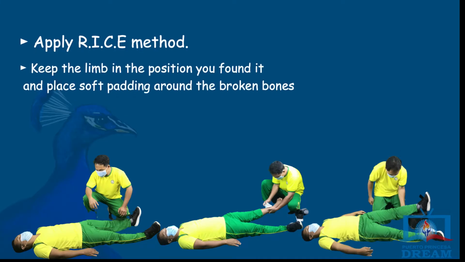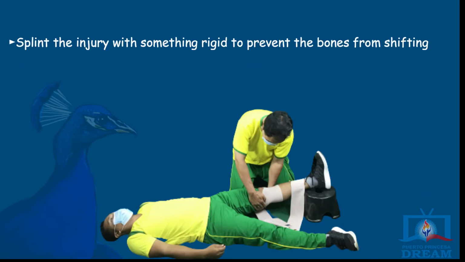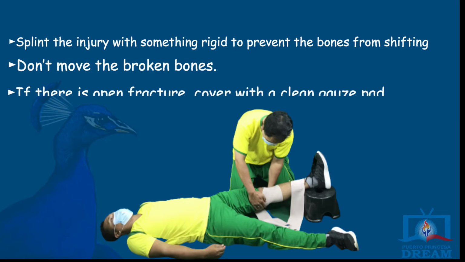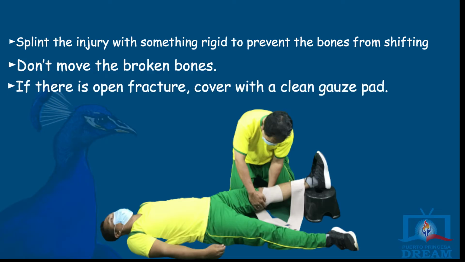Keep the limb in the position you found it, and place soft padding around the broken bones. Splint the injury with something rigid to prevent the bones from shifting. Don't move the broken bones. If there's an open fracture, cover with clean gauze pad.